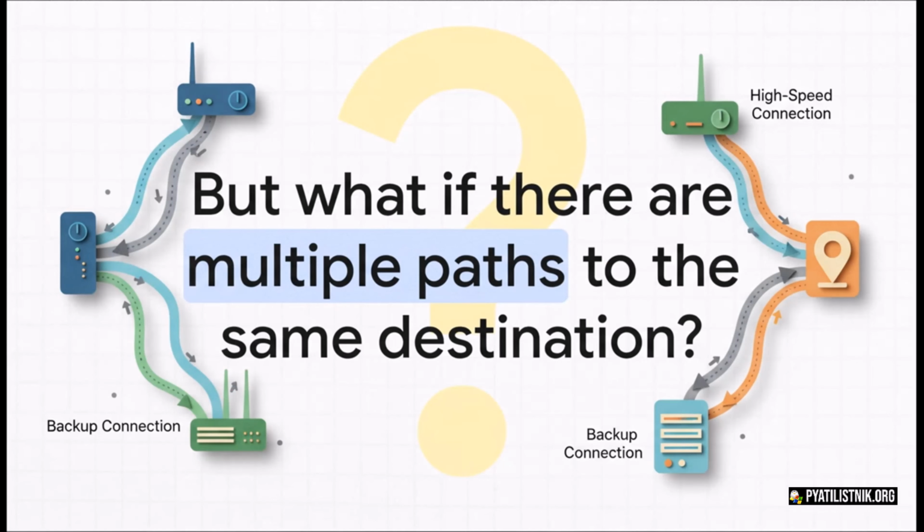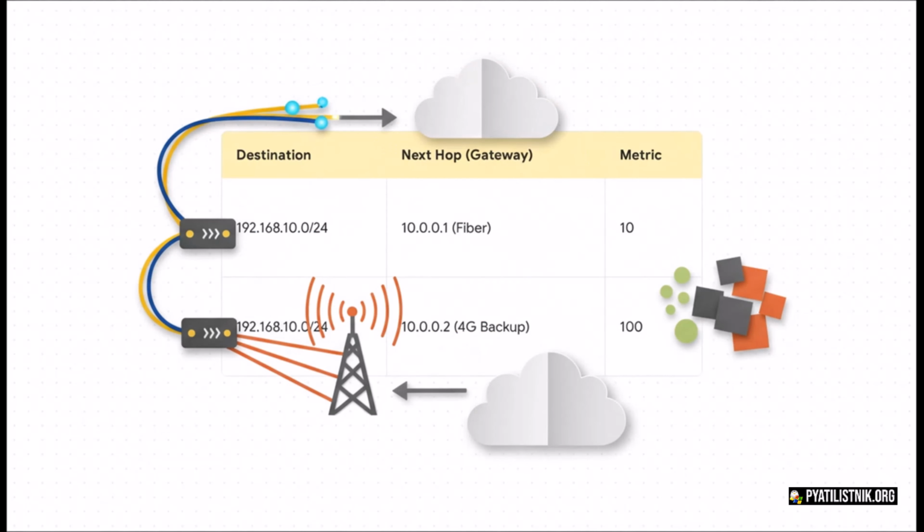But, in the real world, especially on business networks or the internet itself, there are often a bunch of different ways to get to the same place. You might have your main, super fast connection, but also a slower backup connection just in case. So, how does the router choose which one to use? To make that choice, routers use something called a metric.